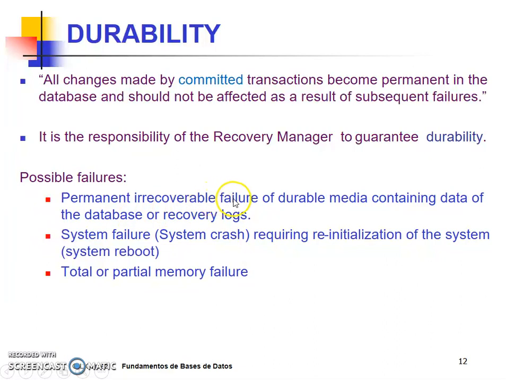Permanent irrecoverable failure of durable media containing data on the database or recovery logs. If we have a system crash that requires initialization of the system, that is also a possible failure, or total or partial memory failure. So for these kinds of failures, the database management system must be able to recover in case some of these failures happen.